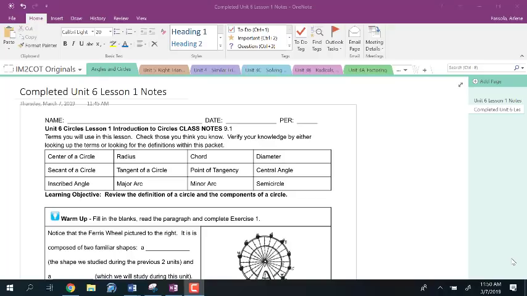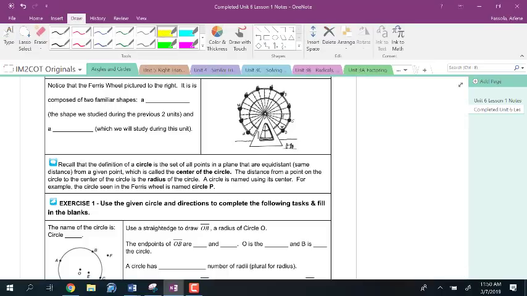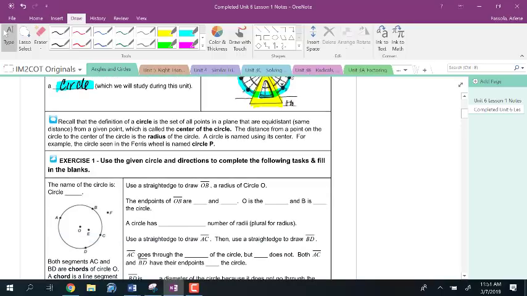Okay, so today will be the introduction to our beginning of studying circles, and we'll start it off transitioning from what we've done in our last unit. Looking at this picture here, we have what we studied the last 2 units, a triangle, and what we're going to be studying the next 2 units, a circle. Some of this will be a review.